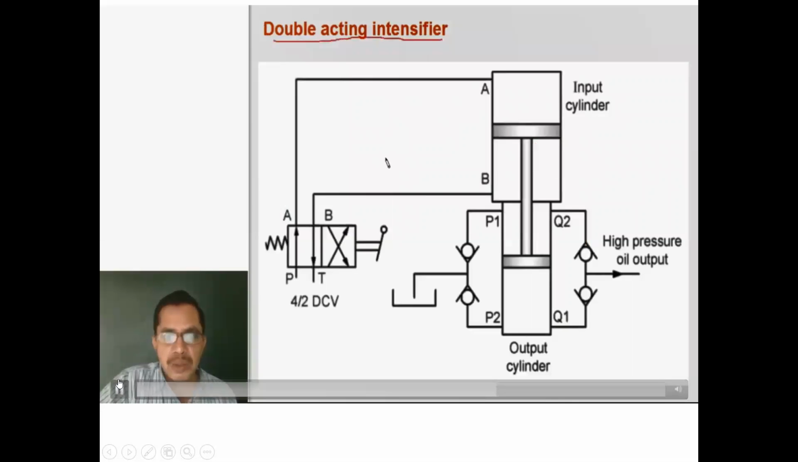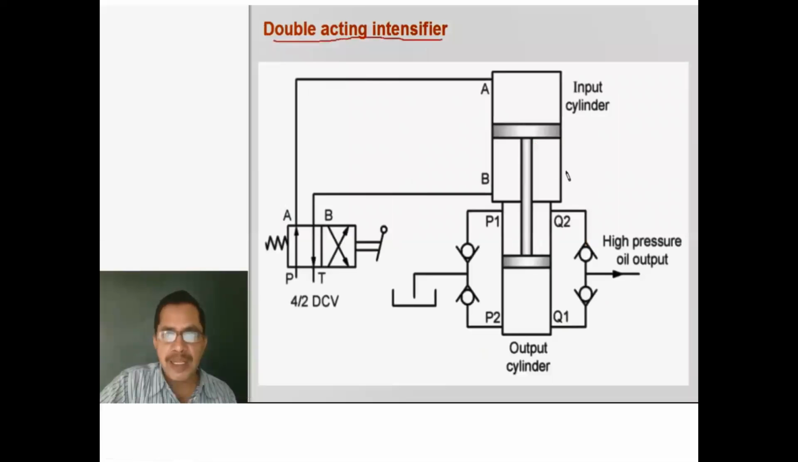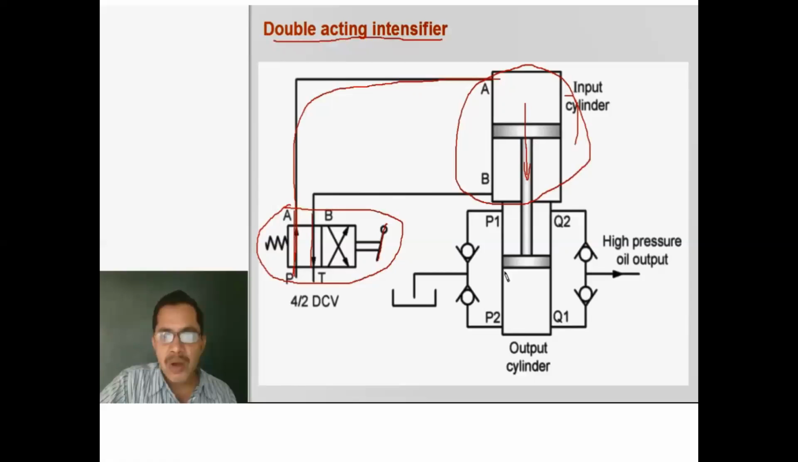Intensifier. We shall go through it. To operate this double acting intensifier, we use a 4/2 direction control valve. When the lever is kept in first position, B to A, B to T connection is there. Oil flows to the port A end port of this input cylinder, and the piston will move in downward direction. Oil which is there in the intensifier below the piston will flow out, and oil from the reservoir will flow into the top port P1 of the small cylinder.